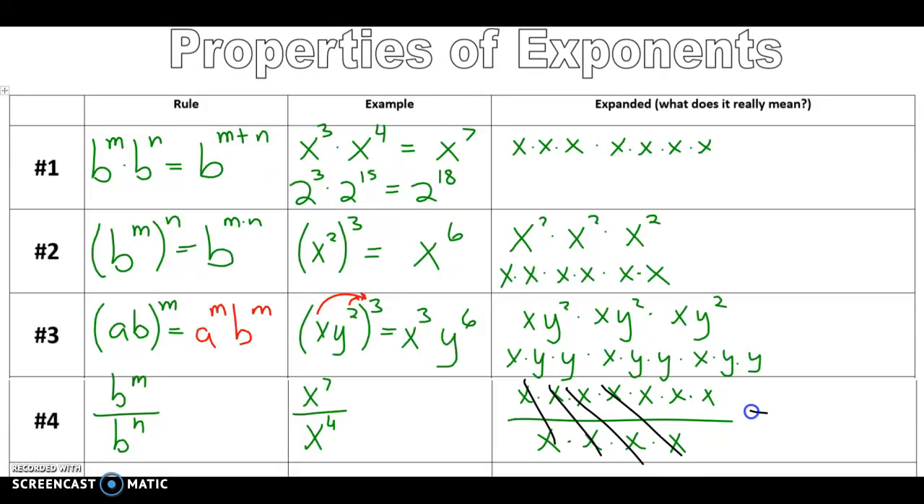So how many x's did not cancel? 3 of them. So therefore, my answer is x to the 3rd. So look back at our kind of generic rule that applies to all scenarios. What happens to the exponent on top and the exponent on bottom? Yeah, we subtract them. So we'll rewrite this as b to the m minus n. How many of you already knew that? Yeah.